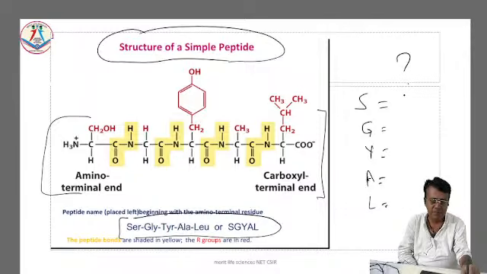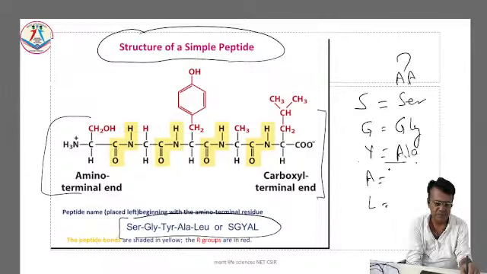S for serine. G for glycine. Y for tyrosine. Why Y for tyrosine? Why not T? Can you tell me? Any idea? Because T has already been assigned to some other amino acid. Okay, got the idea? And L for lysine. A for aspartic acid.